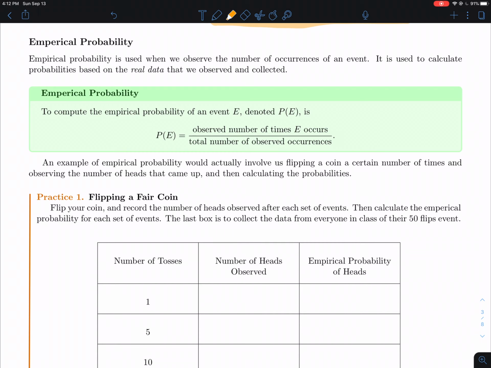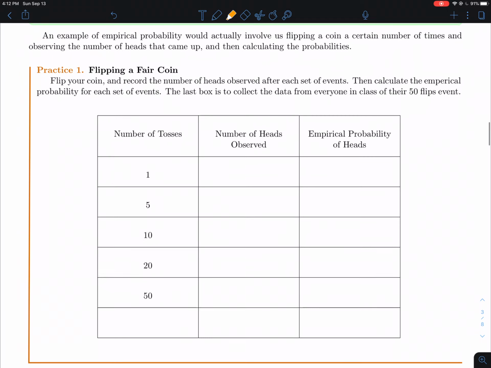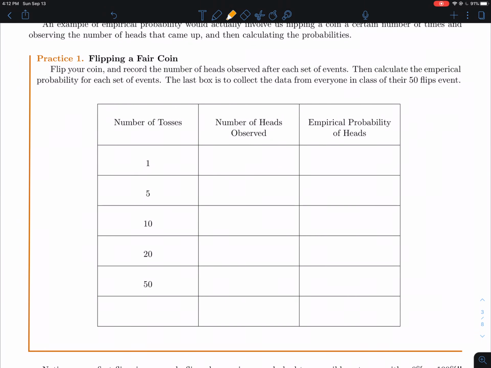Unfortunately we're not in class, so we can't do this in person, but I thought we could still do this at home and then pull all of our results together. This will be the collaboration where we pull everybody's results together and see how close we get to what we think flipping a heads would actually be.